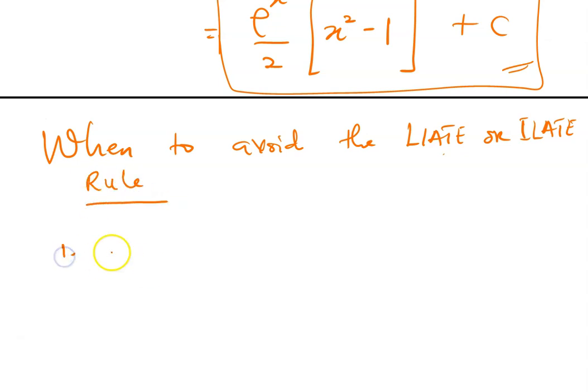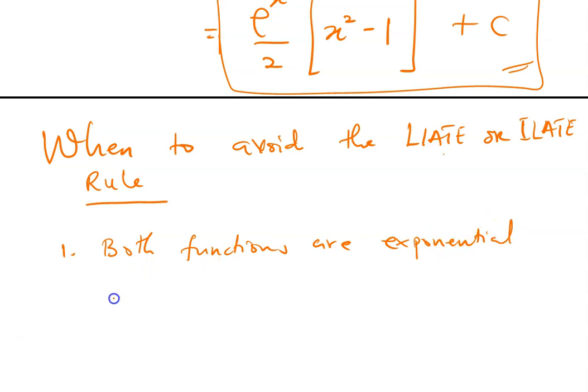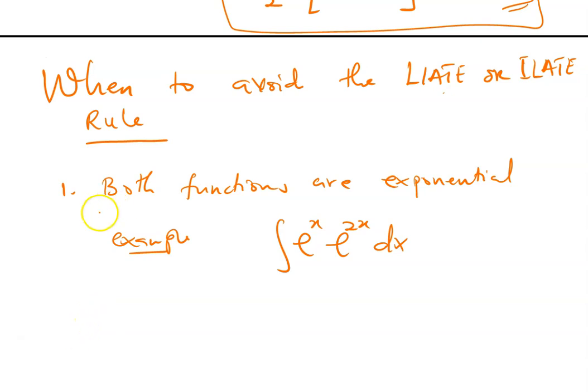The first one: when both functions are exponential, we don't use it. Example, if I have integration of e exponent x, then e exponent 2x dx. We don't apply it.